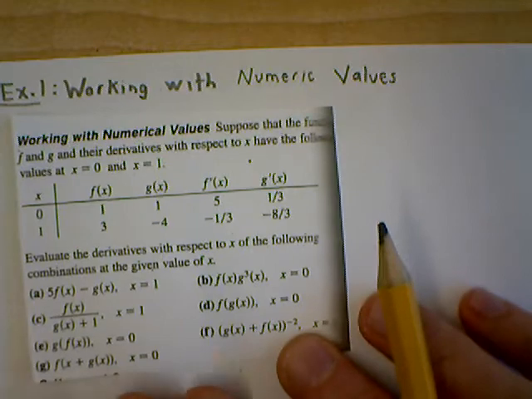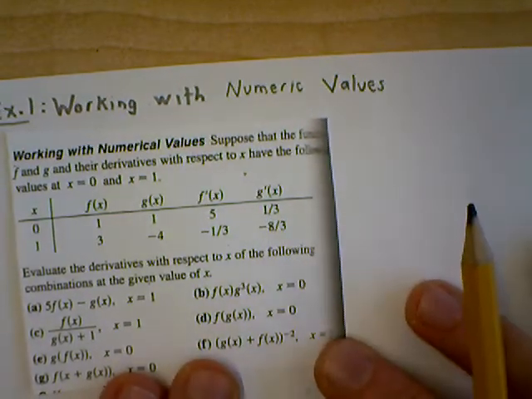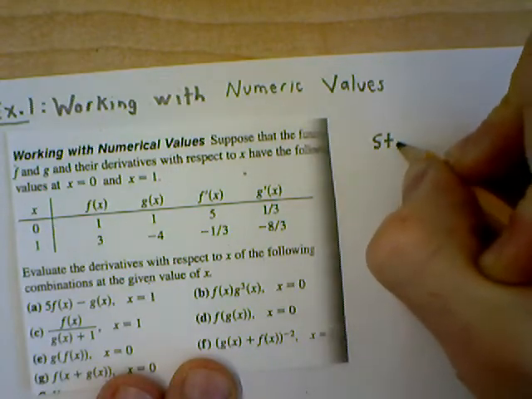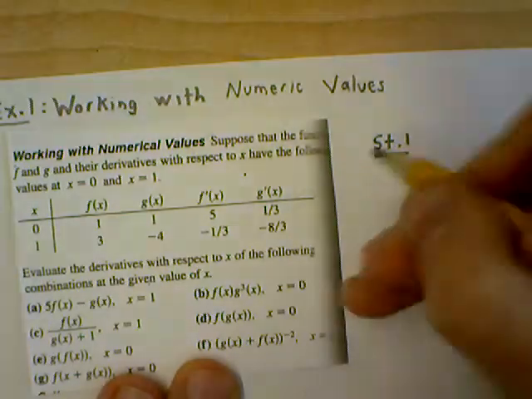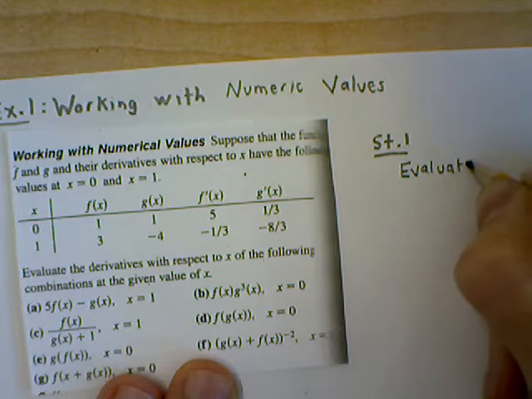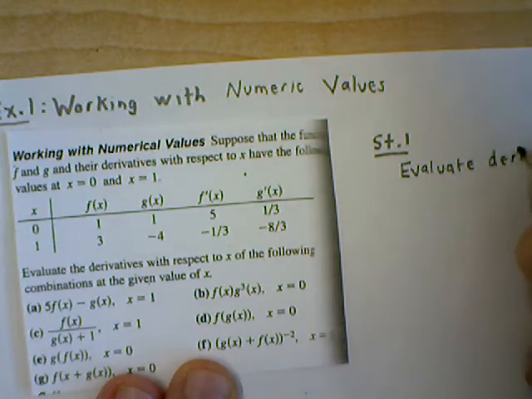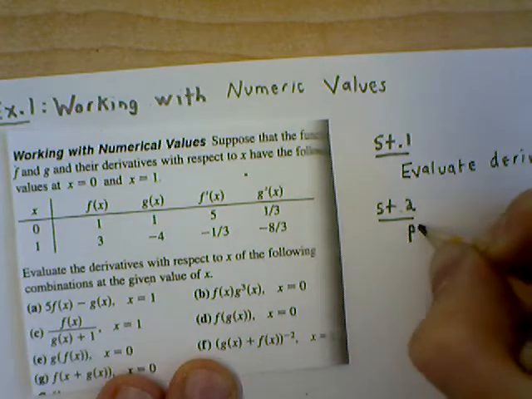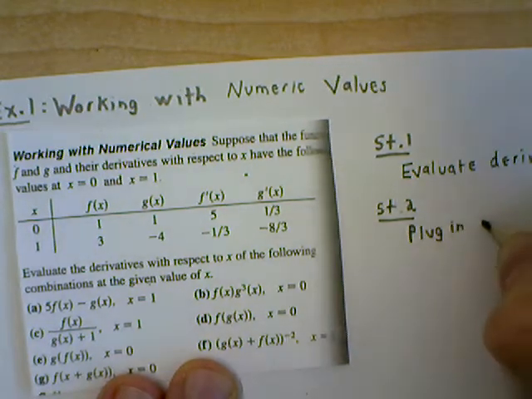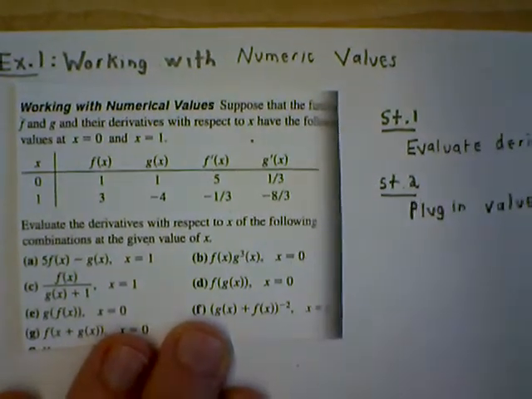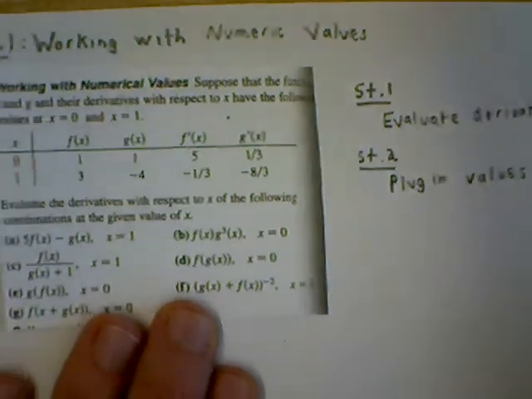So essentially, whenever we work with numeric derivatives in a table like this, we have two steps or two considerations. For step one, we're going to evaluate the derivative. And for our second step, we're going to plug in the values. All right, so I'm just going to start with A, and then we'll move our way through.